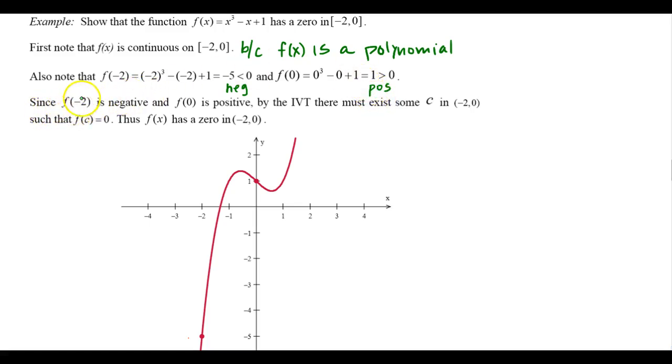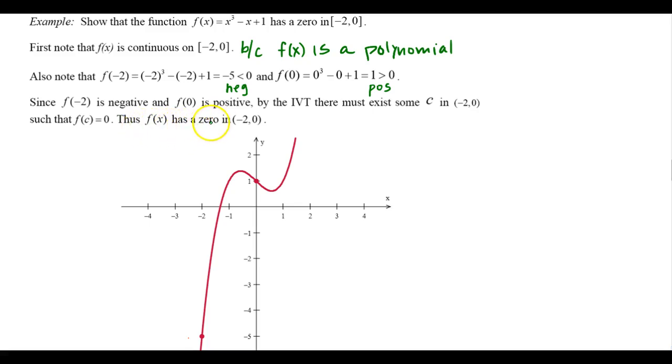So since f of -2 is negative, and f of 0 was 1, so it was positive, by the intermediate value theorem, there must exist some c, so some number, in the open interval from -2 to 0, such that f of c equals 0. Thus, f of x has a 0 between -2 and 0.